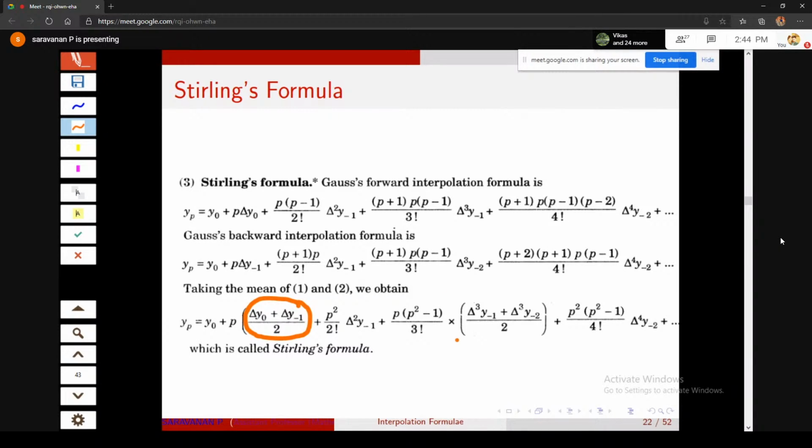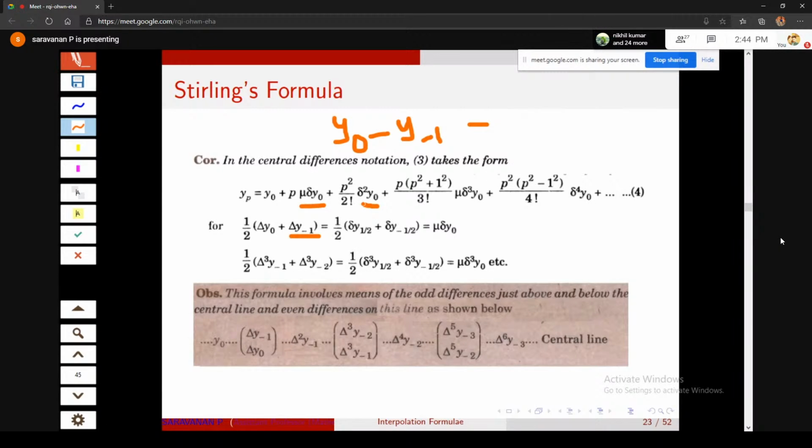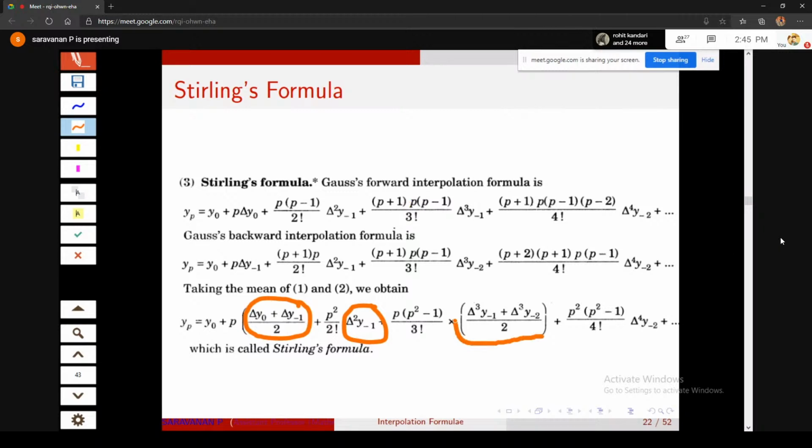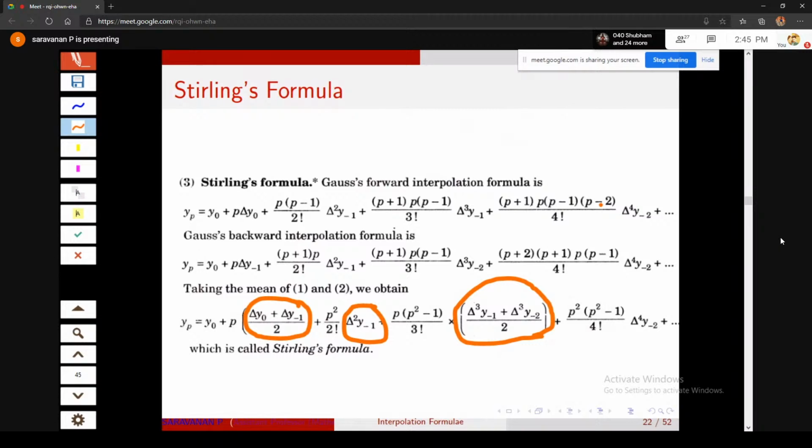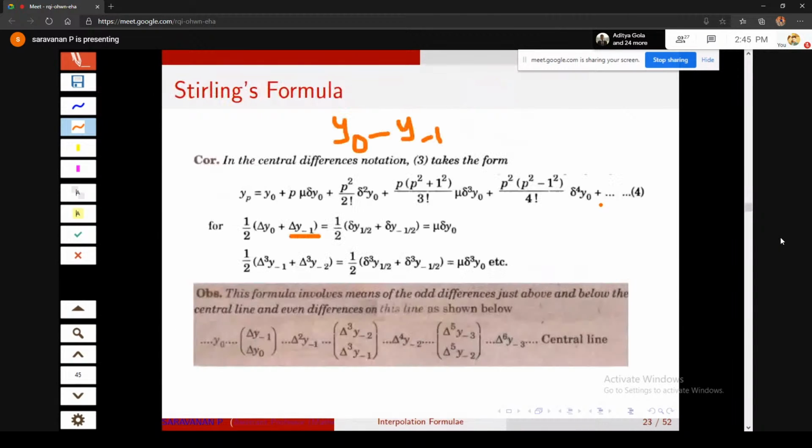In the same manner, we can prove that delta square y minus 1 is same as delta square y0. And this term, delta cube y minus 1 plus delta cube y minus 2 by 2, we can prove that is equal to mu delta cube y0. Similarly, the next term we can prove delta power 4 y0, etc. So this is the formula, the same formula in central difference notation, that is in terms of delta.